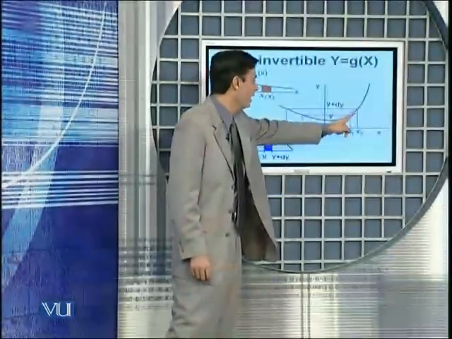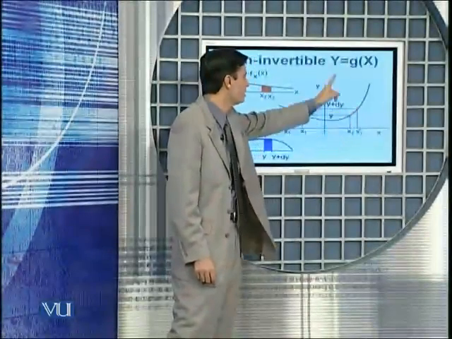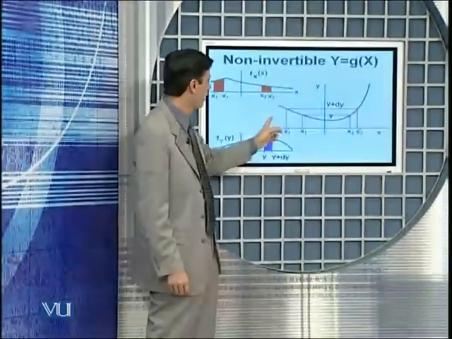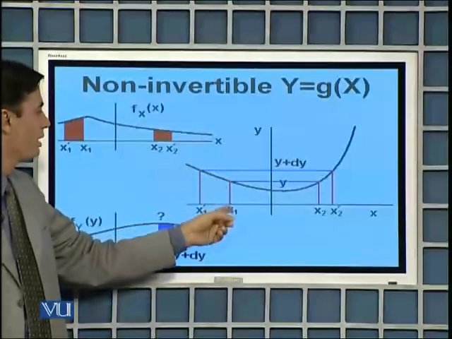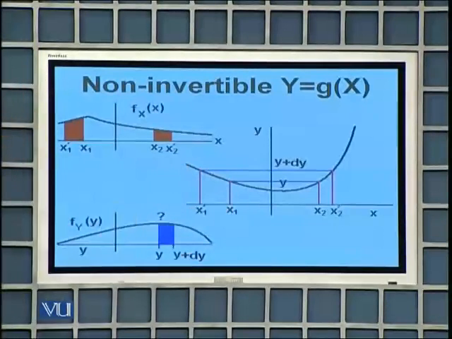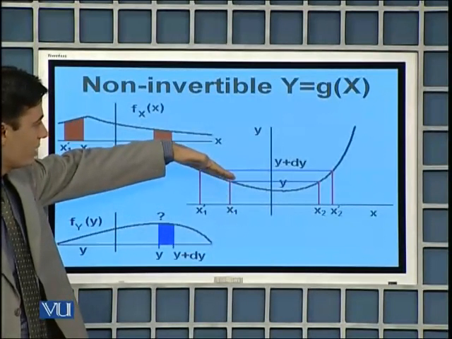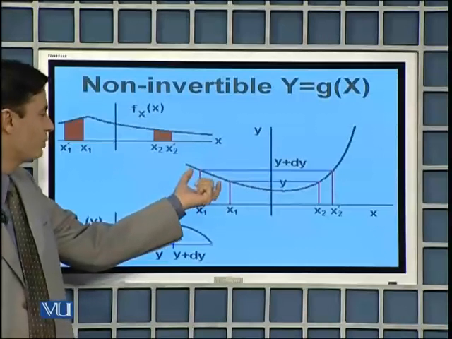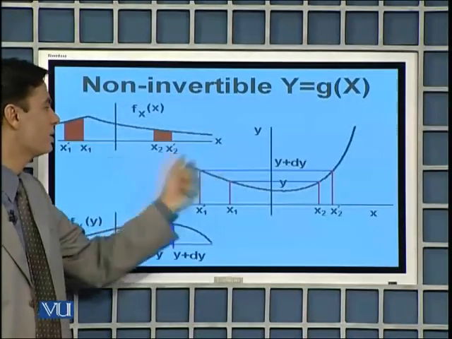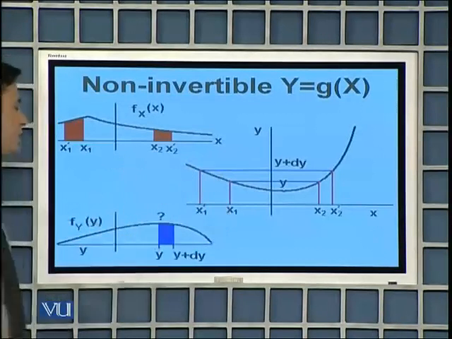As you can see, at x2 the slope of this mapping G is large, and at this point x1 the slope is small. The absolute number is small. Actually it is a negative number, but the absolute value of this slope is small. So this is a larger interval.